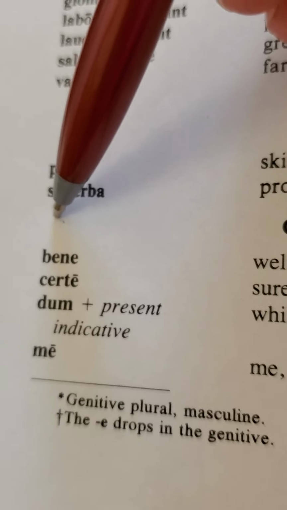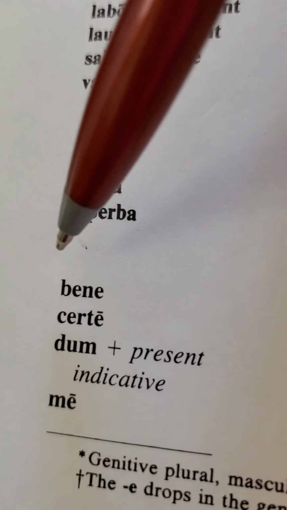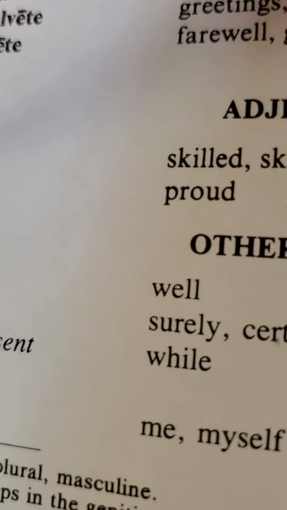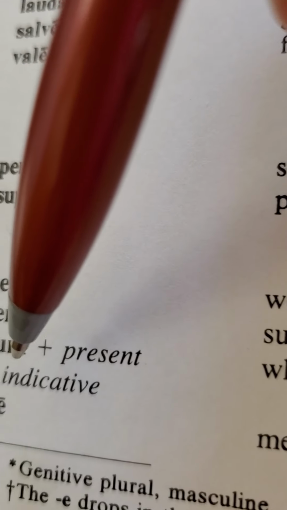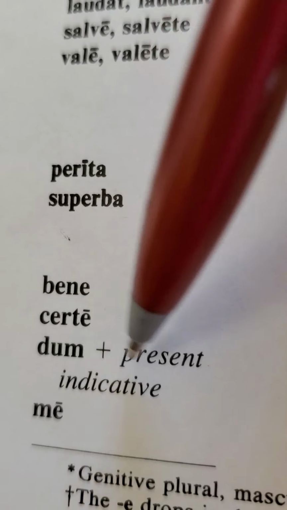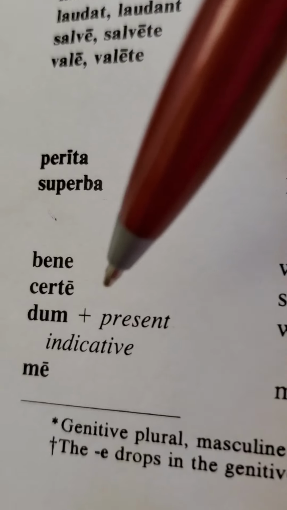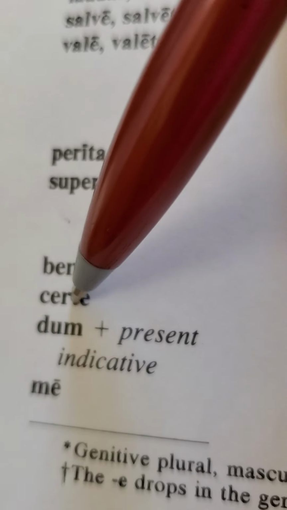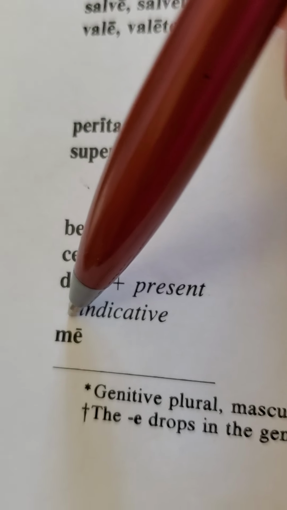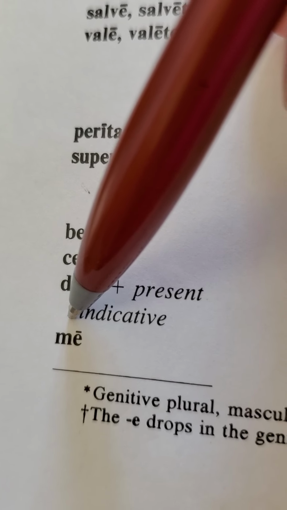These are adverbs, other words. Bene, that means well, she works well. Certe means surely. And dum plus present indicative, that just means present tense, means while. So while she works, dum. Me is the same in Latin as it is in English. It means me, except you say me.